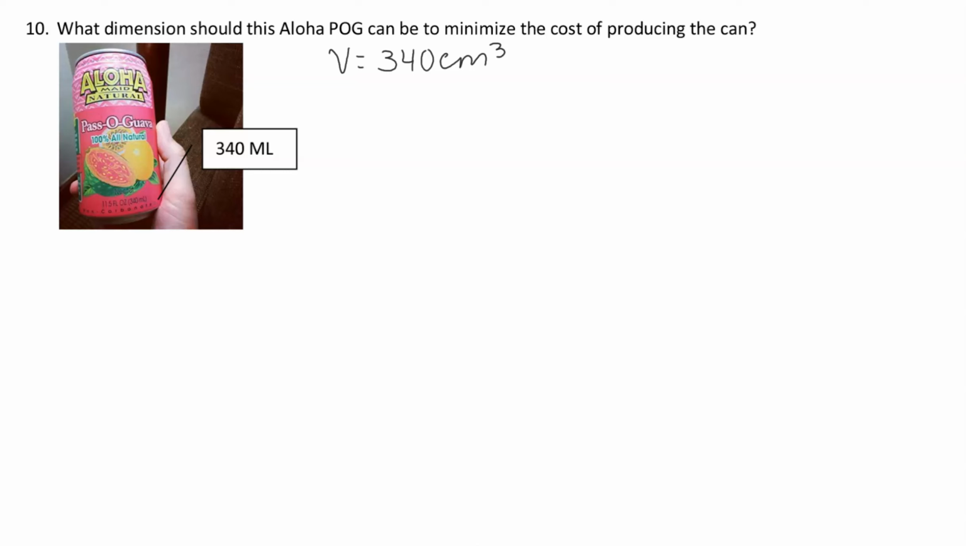The question is asking what the dimensions of this pop can are to minimize the cost of producing the can. When we are producing the can, what do we worry about? What geometric property? We want to minimize the surface area, because that's the material that you have to use. How much material you have to use is the surface area of the can.